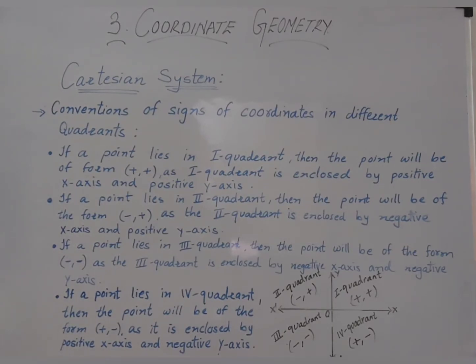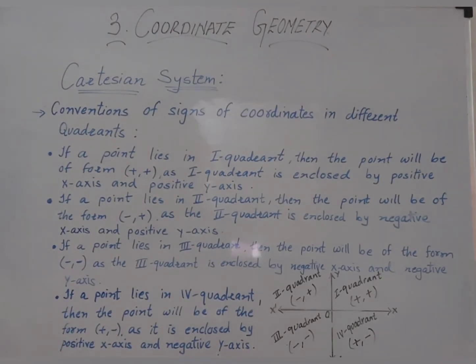That means that if the given point lies in first quadrant, then the value of x coordinate and the value of y coordinate, or you can say the value of abscissa and the value of ordinate, both will be positive numbers. You can see in the figure down that the x axis is positive and y axis is also positive. So we take x and y coordinate both values positive.